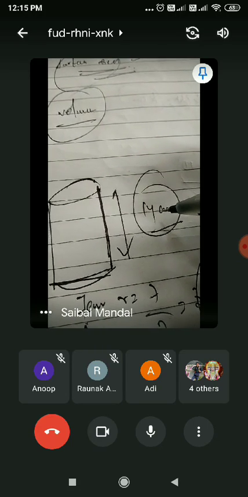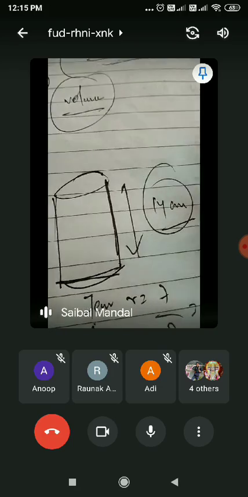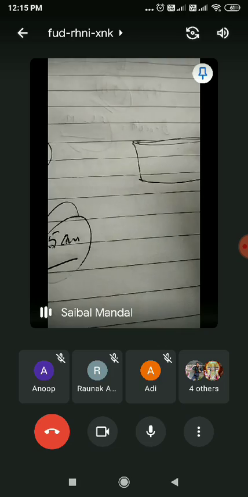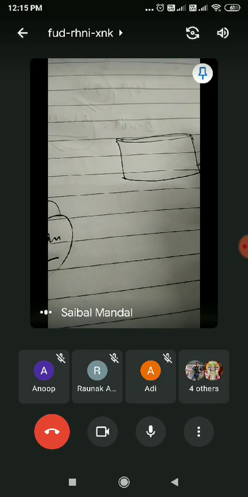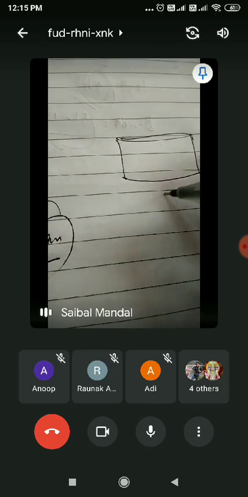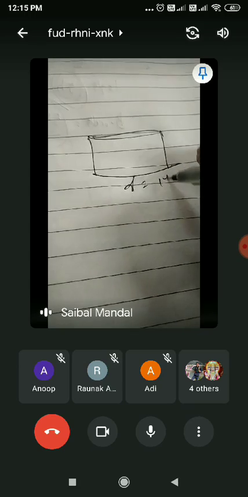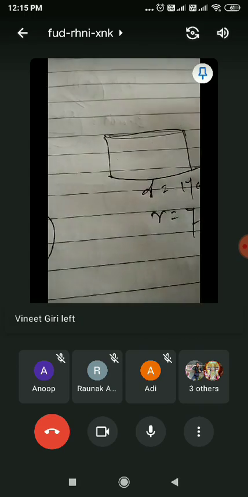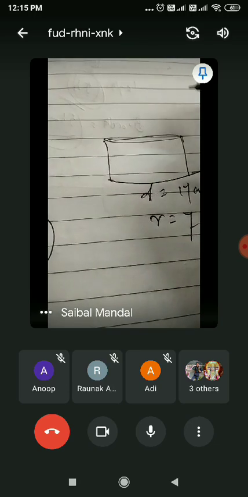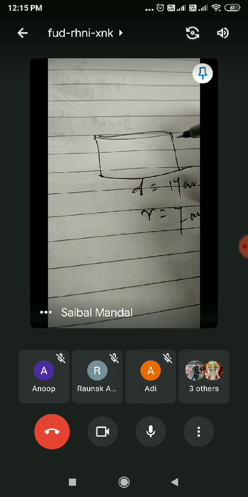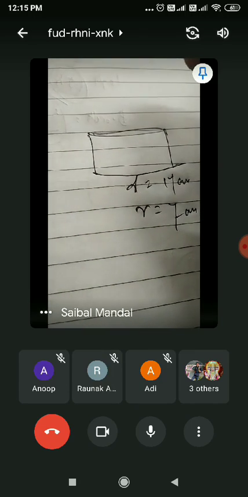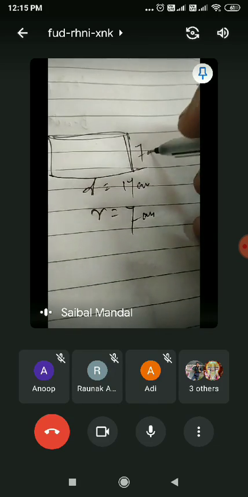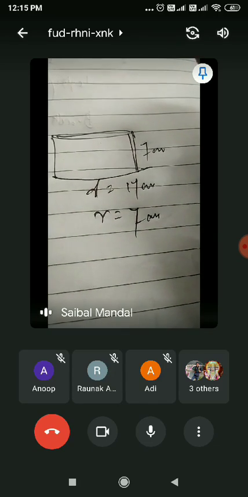Now, we have to deal with another figure, figure number B. This is a can in which the diameter is 14 centimeter, so the radius is 7 centimeter. The height is 7 centimeter.